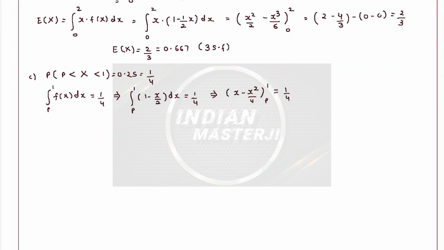So from this, what do I get? I'll put the upper limit, so I'll get 1 minus 1 by 4. This is the upper limit minus the lower limit, so it becomes p minus p squared by 4, and this is equal to 1 by 4. So from this, what do I get? Minus into minus is plus, so I get this as p squared by 4 minus p, and this is 1 minus 1 by 4, that is 3 by 4. So plus 3 by 4 is equal to 1 by 4.